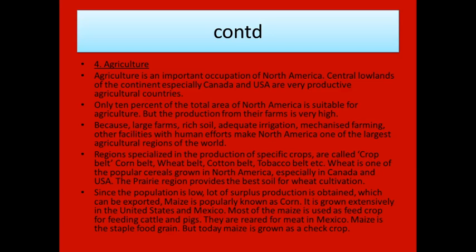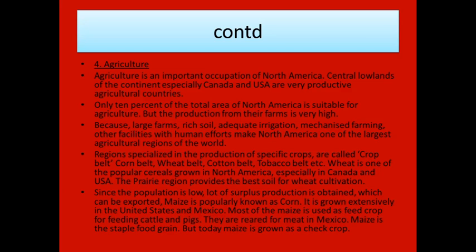Only 10% of the total area of North America is suitable for agriculture. But the production from their farms is very high because large farms, rich soils, adequate irrigation, mechanized farming, and other facilities with human efforts make North America one of the largest agricultural regions of the world.